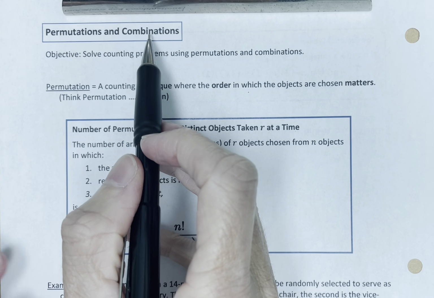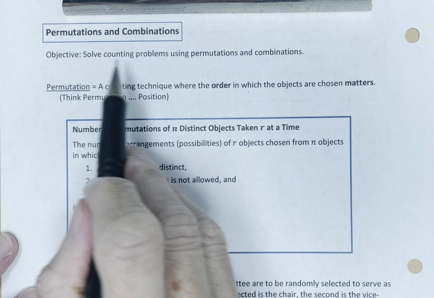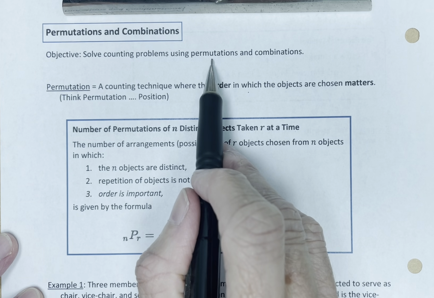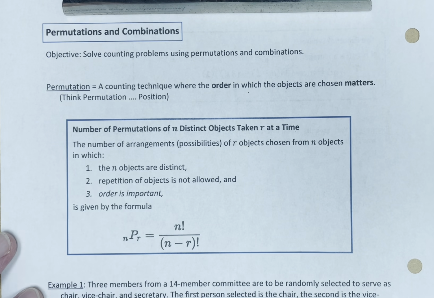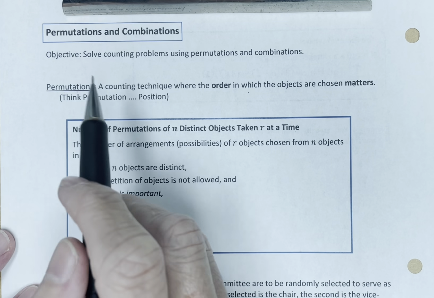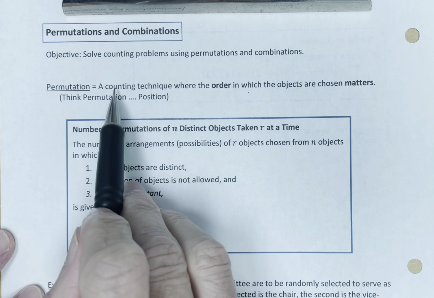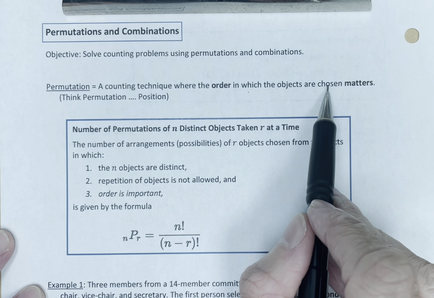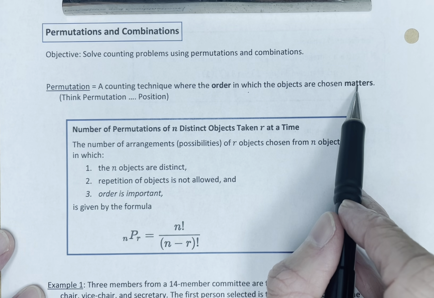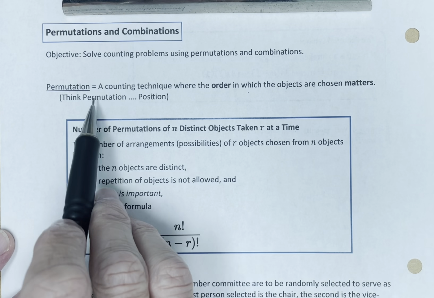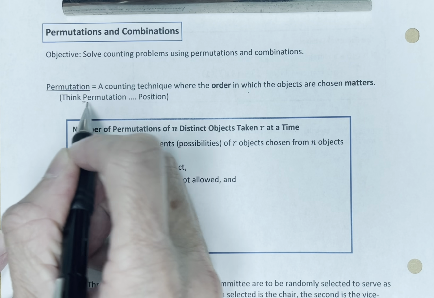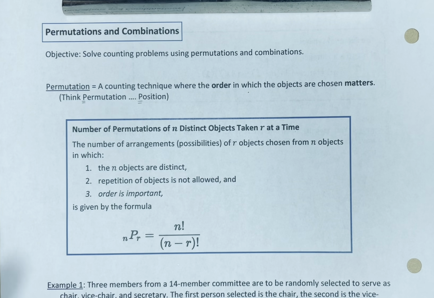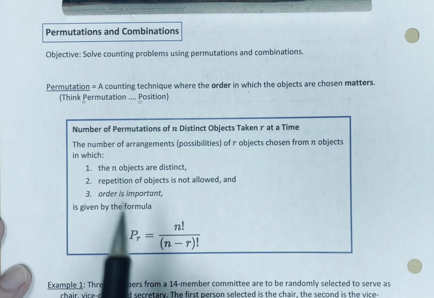Permutations and combinations. Our objective: solve counting problems using permutations and combinations. Let's start with permutations. What is a permutation? It is a counting technique where the order in which the objects are chosen matters. Order matters. What you want to be thinking is permutation deals with things that need to be in a particular position. Okay, they need to be ordered. So permutation, position.